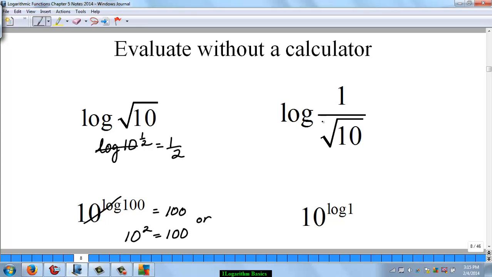Here, right here, they're not really next to each other, so you have to rewrite it. So that's the same as saying log of 10 to the negative half. Thanks for playing, negative a half. Here I've got 10 to the log of 1 is 1. So I used logs and I undid it.